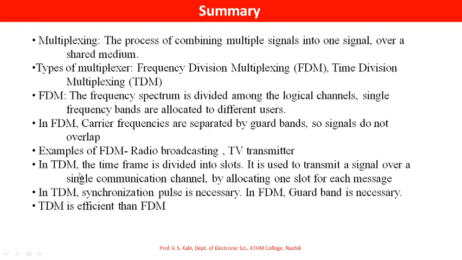In TDM, the time frame is divided into slots. It is used to transmit signals over a single communication channel by allocating one slot for each message. In TDM, a synchronization pulse is necessary. In FDM, a guard band is necessary. TDM is efficient than FDM. These are the different points which you learned.